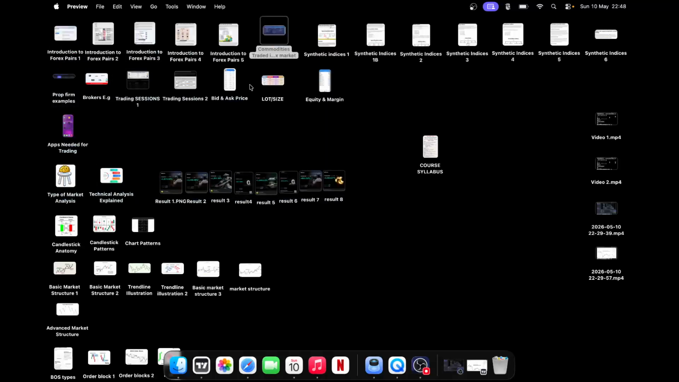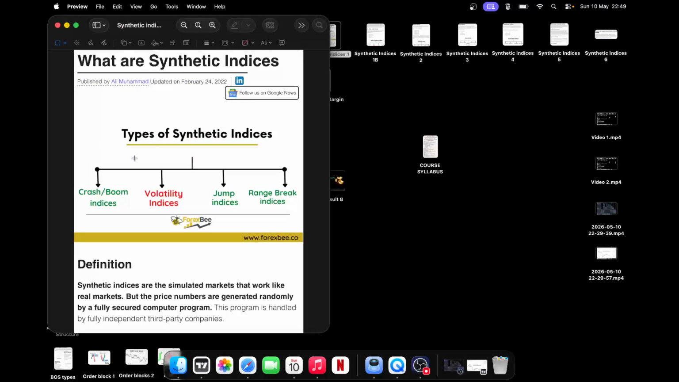You understand? You might decide that, okay, I don't want to be trading currency pairs, I don't want to be trading commodities. You might decide that you want to be a synthetic trader. You might be making money from synthetic indices.